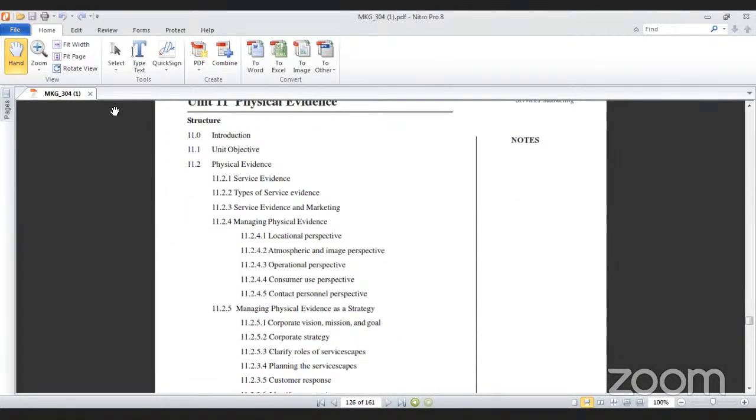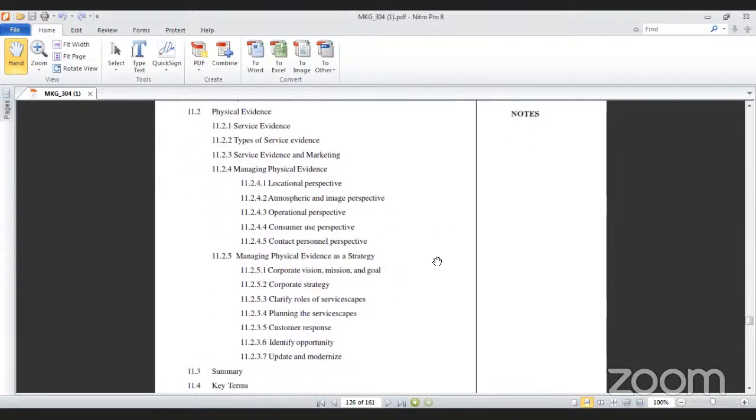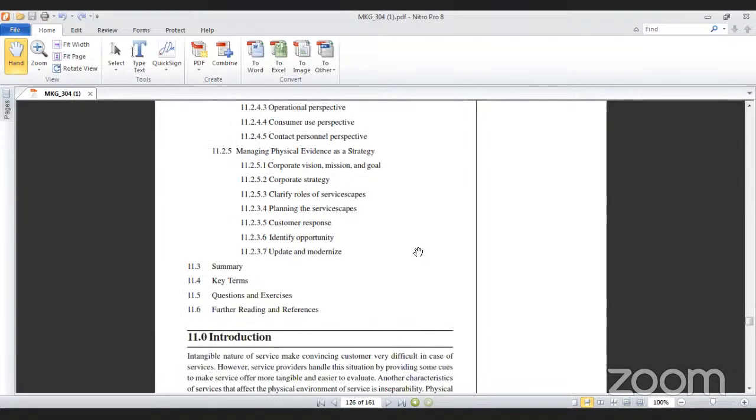Next chapter is physical evidence. In this chapter, we study the main points: the physical evidence, types of service evidence, service evidence, and marketing. Main physical evidence: locational, preparation, atmospheric, and image perspective, operational, pre-perspective, consumer use perspective, contact customer perspective.